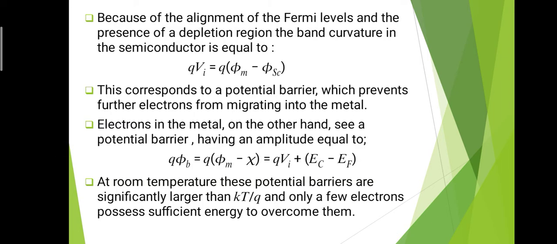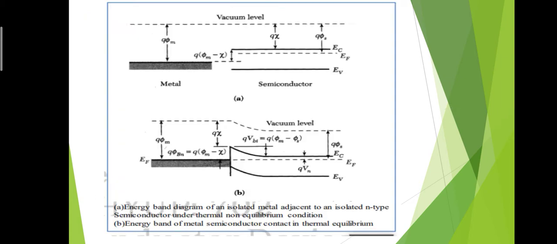Now at room temperature, these potential barriers are significantly larger than the previous one. Electrons in the metal, on the other hand, see a potential barrier having an amplitude equal to q phi m minus chi, which is also discussed, and we can write this as q Vbi plus Ec minus Ef, right? For the q phi m, that is the total work function of the metal, we can write q Vbi.